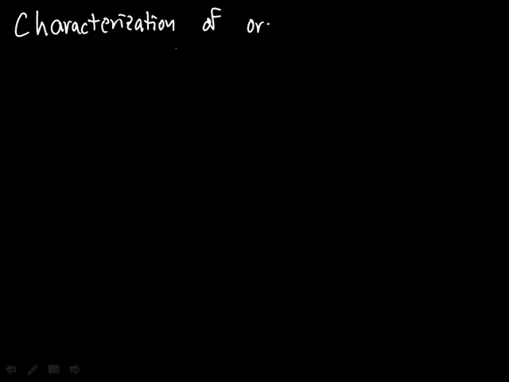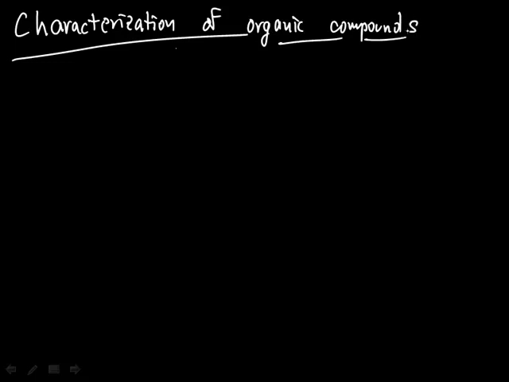Now, in terms of the information we're looking for when we want to characterize an organic compound, we would look ideally for three pieces of information. The first one would be the size or mass of the molecule. And this information, as we'll see a little bit later on, comes from the technique known as mass spectrometry.